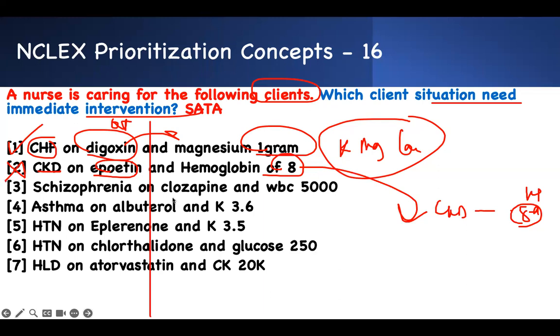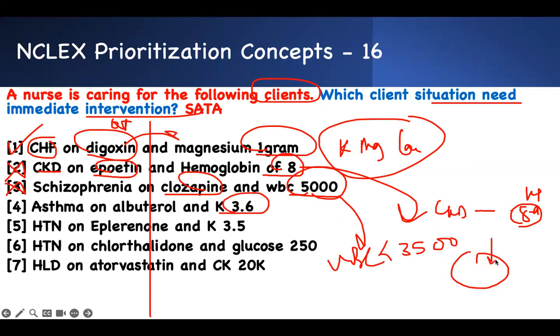Schizophrenic patient on what? Clozapine and WBC is 5,000. This may be a trap for some people. When you have schizophrenia, we put you on a second generation antipsychotic. What's the number one thing you should worry about with clozapine? Agranulocytosis. The definition is WBC less than 3,500. This patient is 5,000. It's good. Asthma on albuterol and a potassium of 3.6. Albuterol causes hypokalemia, right? So this is what is expected. 3.6 is normal, so don't worry about it.